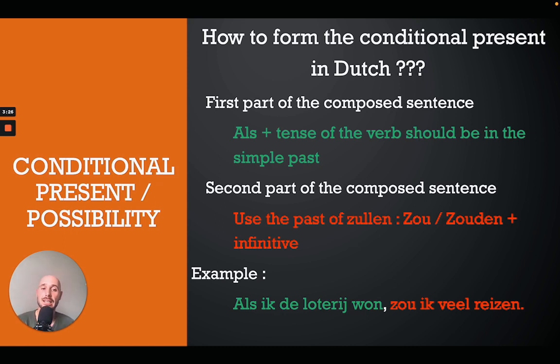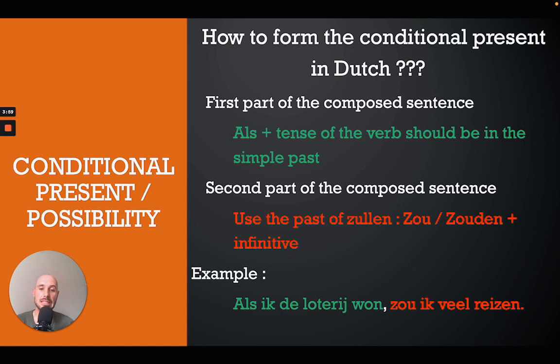And then we have the second part of the composed sentence, and then we will use the past of the verb zullen. Zullen we also use to make the future. If you don't know how to make the future in Dutch, click on the following link and you will have some more information on how to form the future in Dutch. But we use the past of zullen, and that would be zou in the singular and zouden in the plural, and then our main verb, we will put it in the infinitive. If all of this sounds very grammatical to you, don't worry, I'll give you an example and it'll become clearer.